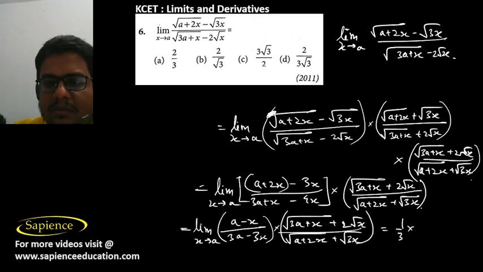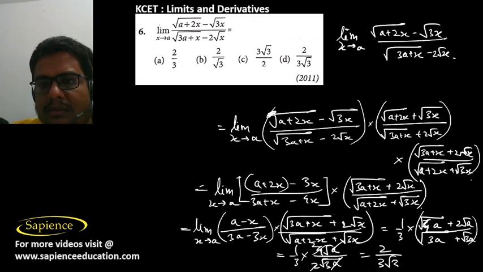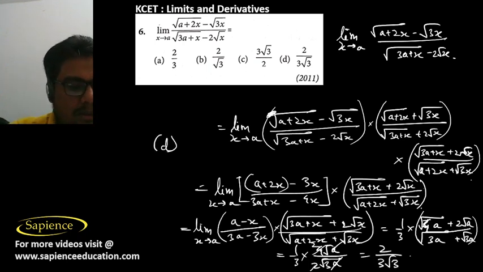will be 1 by 3 into root over 3a, so this is 4a plus 2 root a by root over 3a plus root over 3a. So this will be 1 by 3 into 2 root a plus 2 root a, that is 4 root a divided by 2 root 3a. So root a will cancel, then 2 to the 4, so this is 2 by 3 root 3. So option D is the correct answer.